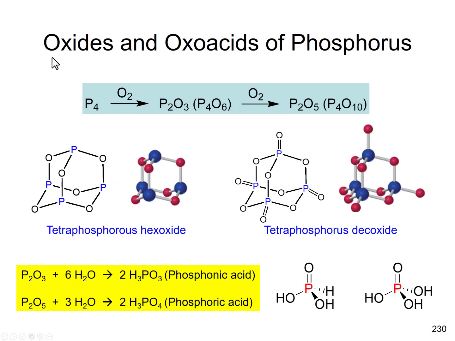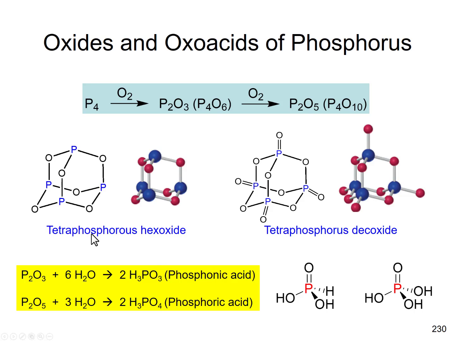Phosphorus reacts with oxygen to form different types of oxides, which can give rise to oxoacids of phosphorus. For example, P4 would react with dioxygen to form P2O3 or more precisely P4O6. Further oxidation with dioxygen would give rise to P2O5, or more precisely P4O10. Here you can see the molecular structures of the tetraphosphorus hexoxide and the tetraphosphorus decaoxide. You can see that the oxidation state of the phosphorus is different in these two phosphorus oxides.